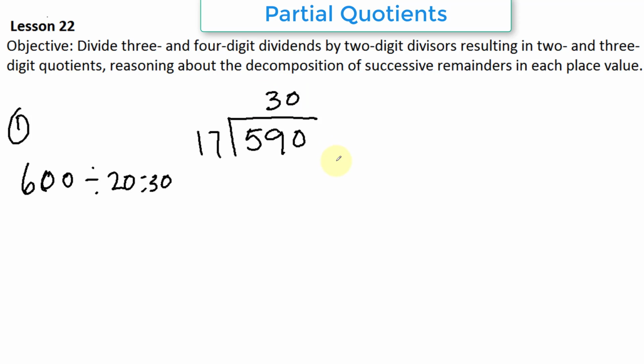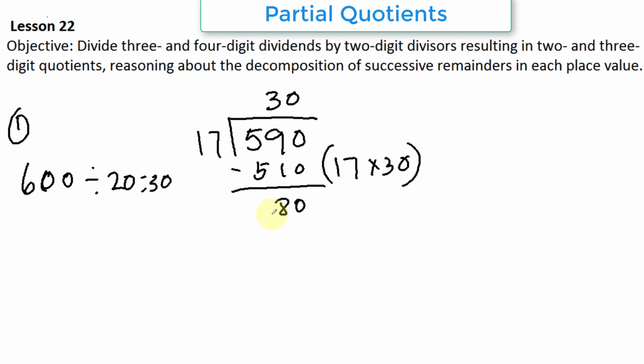We're going to take our quotient, multiply it by our divisor, multiply it times our partial quotient, giving us 17 times 30. Well, 3 times 17 is 51, so 30 times 17 is going to be 510. We subtract, we are left with 80. We can then estimate again, 80 divided by 20 equals 4. So we're going to add 4 more to our partial quotient.